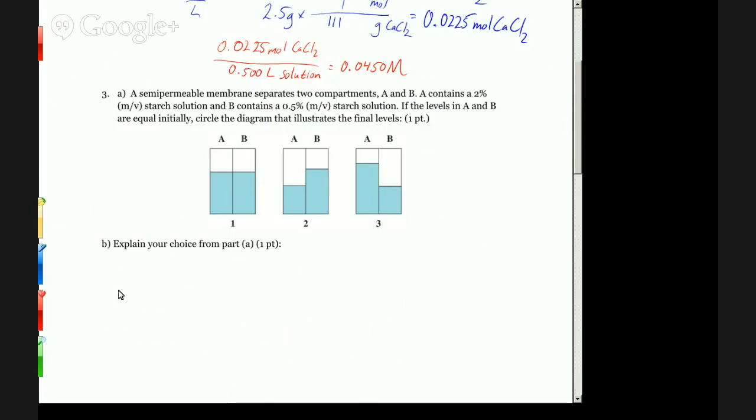If the levels in A and B are equal initially, circle the diagram that illustrates the final levels. So let's say this is our initial. A contains a 2% solution and B contains a 0.5%. So which direction does the water move? Well, the water is going to move to try to equalize the concentrations. So it's going to move from where there's more water per solute to where there's less water per solute, which is this direction. So we're going to end up with number 3.